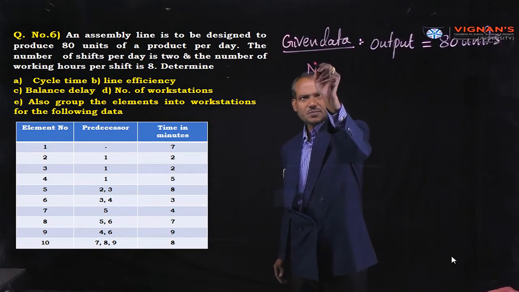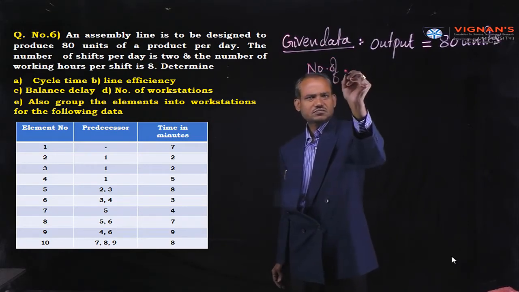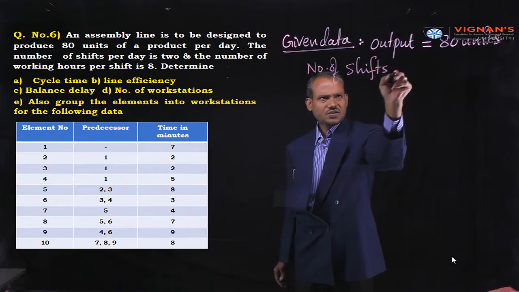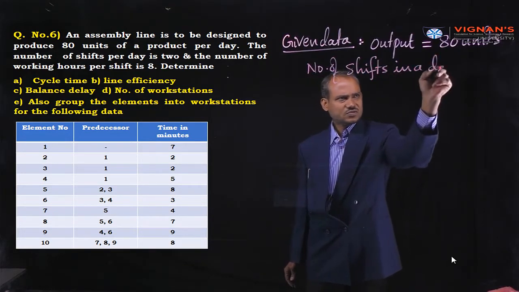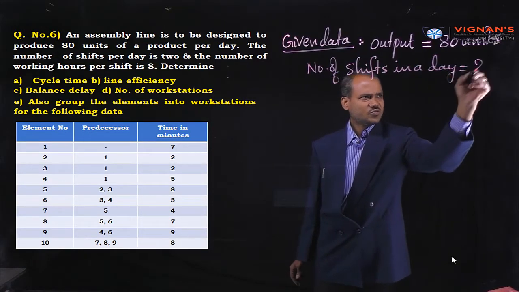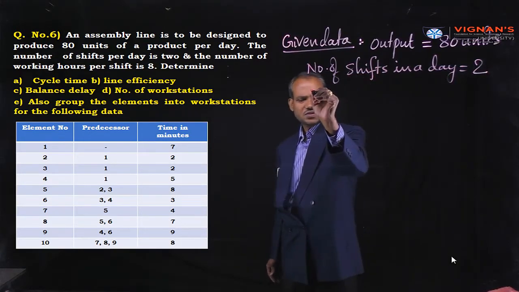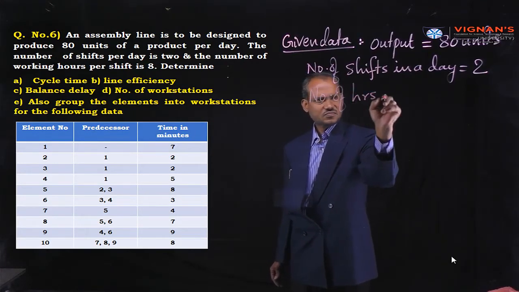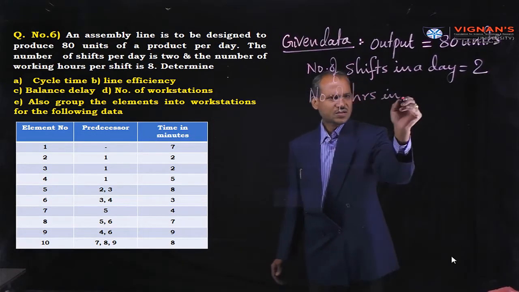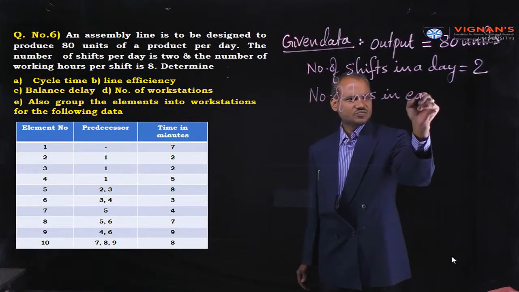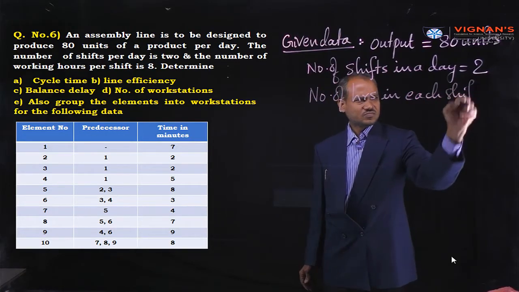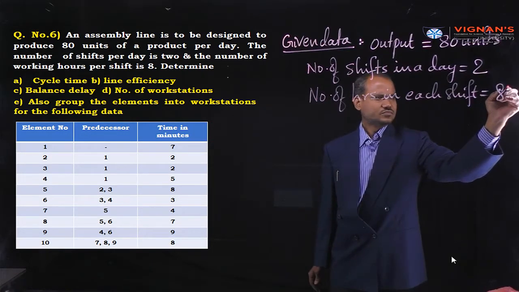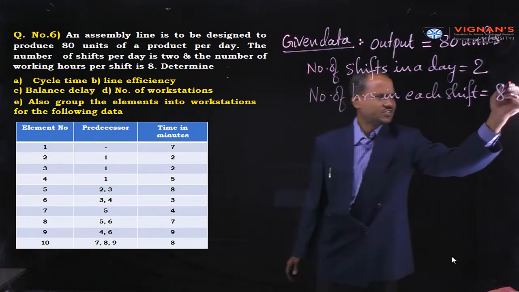First, write down the number of shifts in a day is equal to 2 shifts. Number of hours in each shift is equal to 8 hours.